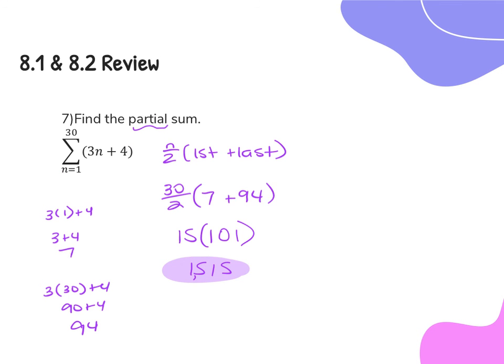Finding the partial sum. This is arithmetic. So I do n over 2 times first plus last. The n at the bottom is 1, which means the top number is my n. That's 30. 30 over 2, take the 1, plug it in to get the first, and it should be 7. Take the 30, plug it in to get the last, and you should get 94. And then 15 times 101 is 1515. So this was arithmetic. When you're adding the same thing each time, obviously it's arithmetic.